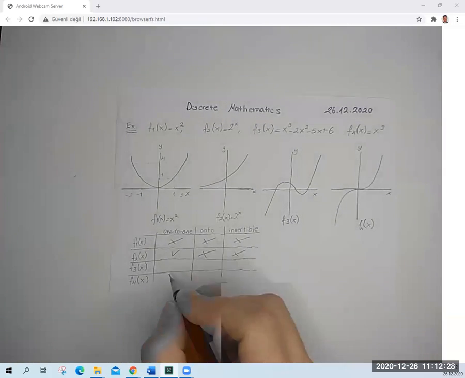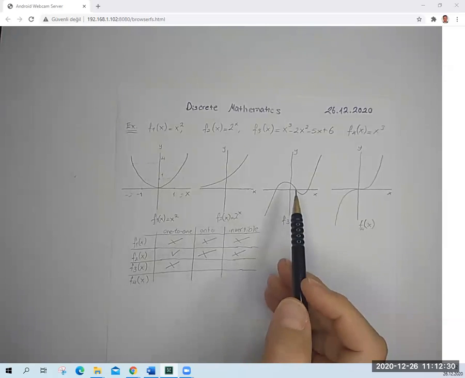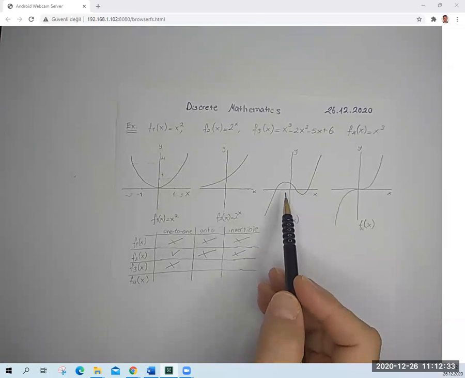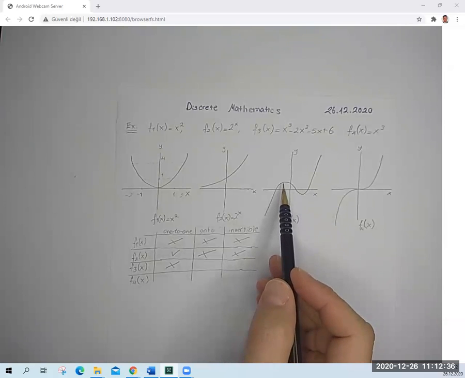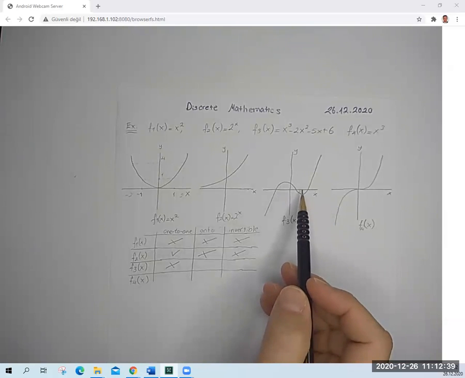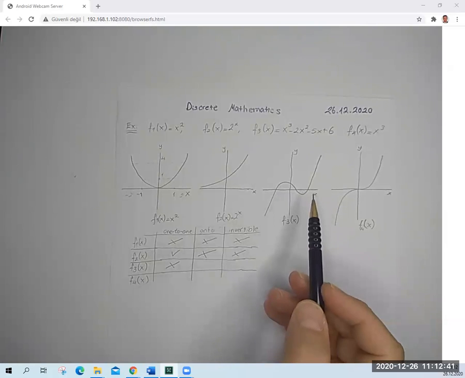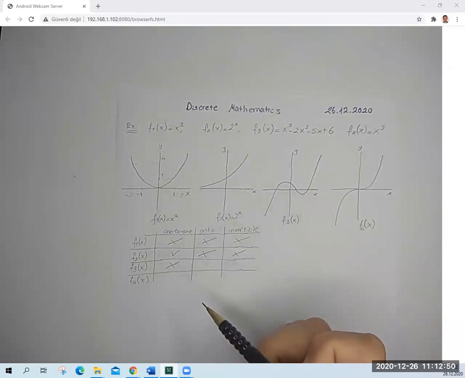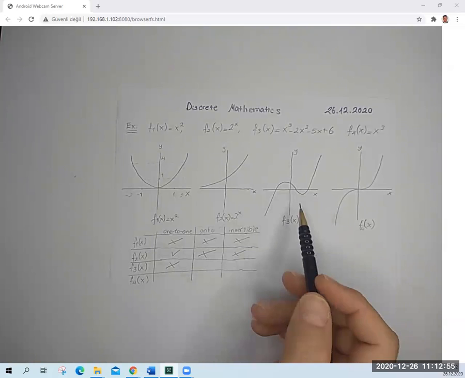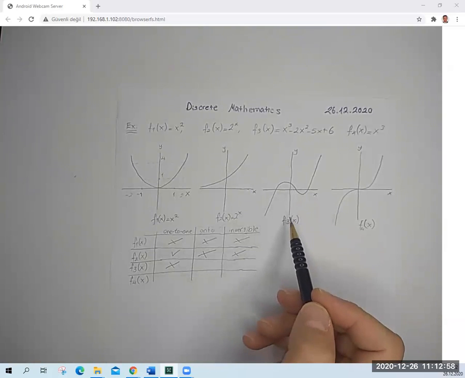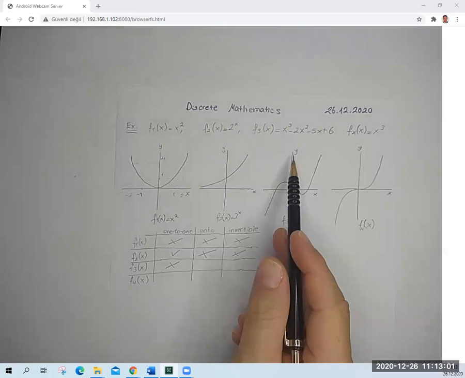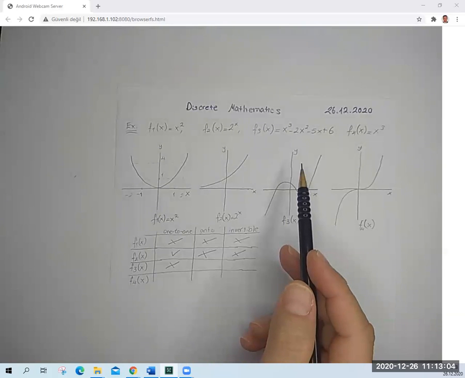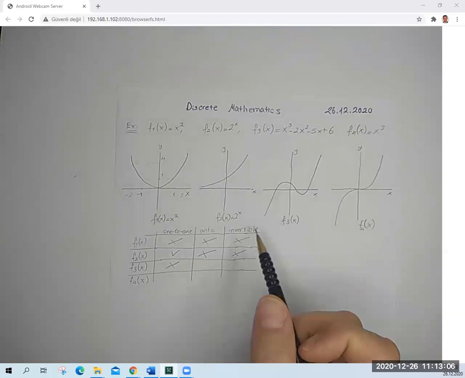Not 1 to 1. Why? Because when you take, for example, one value, there are going to be two codomain values. That's why this is not 1 to 1. And how about onto? It is covering the minus side and plus side of y as a target domain. So we can say this is onto.